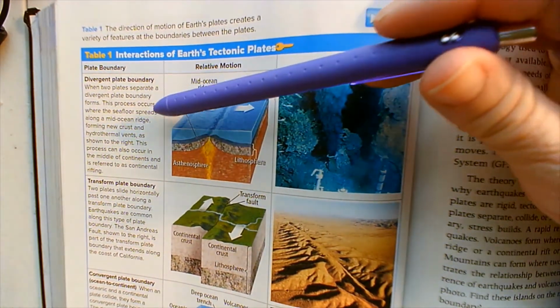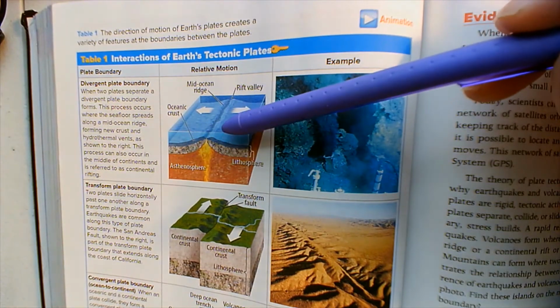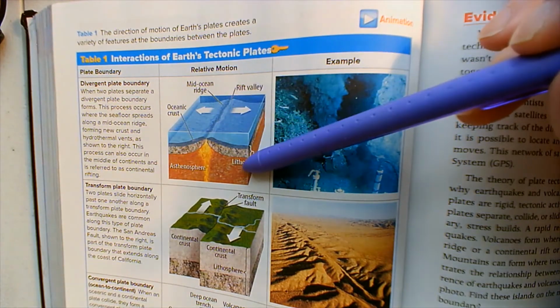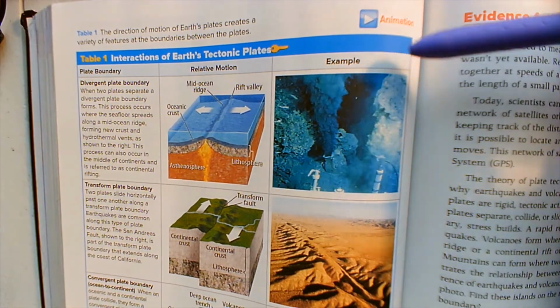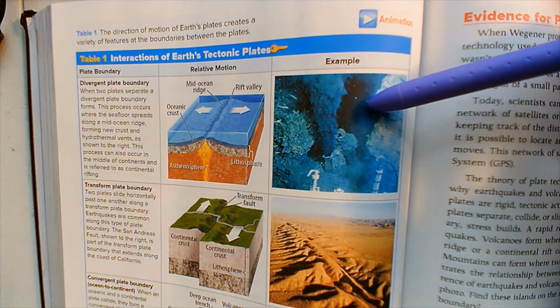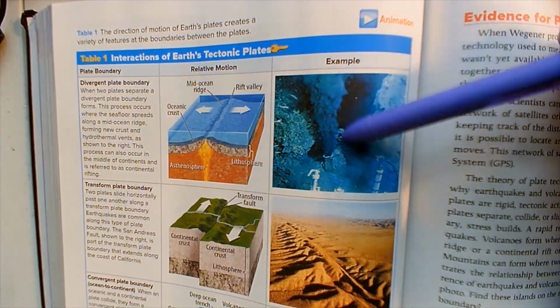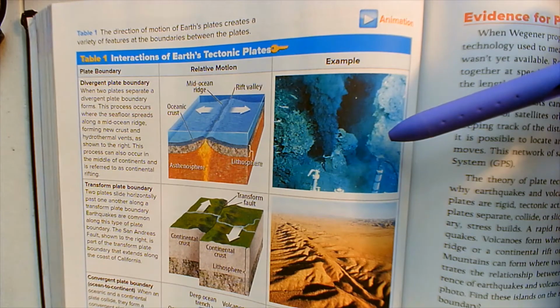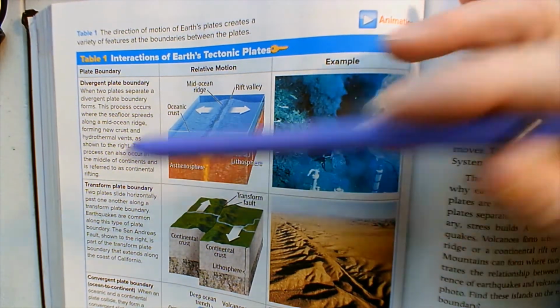So when two plates separate, they come apart. And so it can cause a rift valley or a mid-ocean ridge. And here's an example of what that looks like. The process occurs where the seafloor spreads, forming new crust and hydrothermal vents. And so that's what we're looking at here, the hydrothermal vents. This process can also occur in the middle of continents and is referred to as continental rifting.